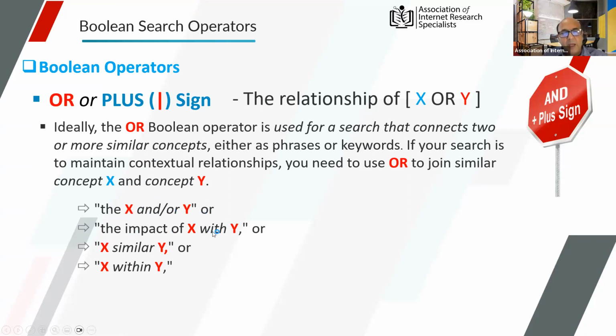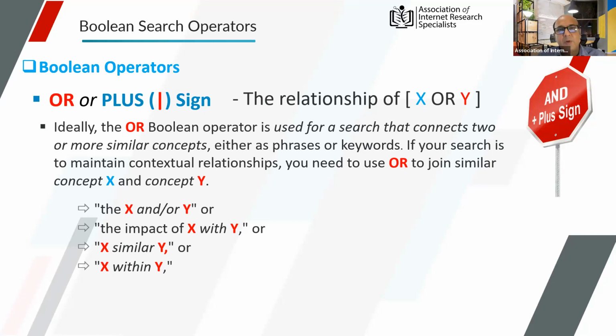Or the impact of X with Y, or X similar to Y, or X within Y. So the relationship of the two terms that you put on either side of OR should have some relationship as to similarity or a substitution that could work, something that conceptually means the same but is phrased differently. So that's the idea of using the OR operator.